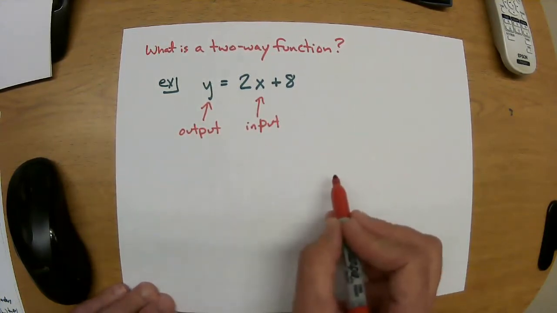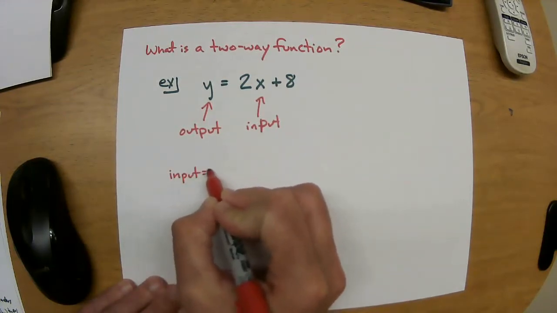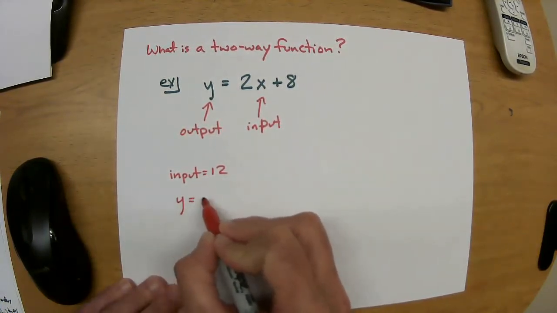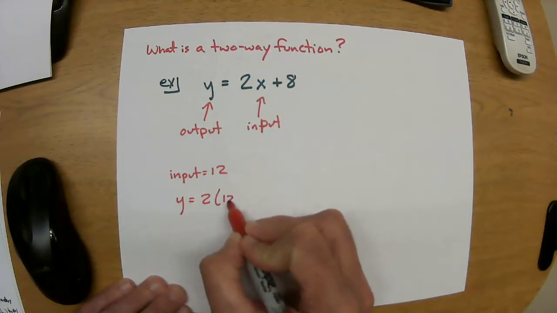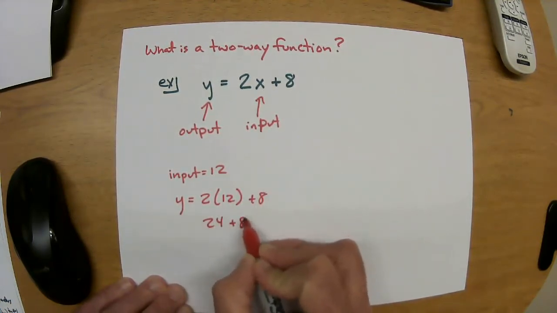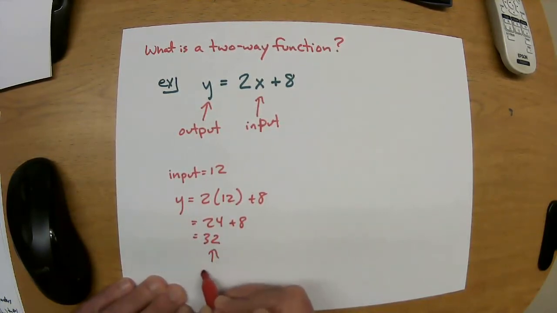So there's two kinds of problems we could solve. One of them: if I said the input is 12, what would the output be? Well, that's easy. You take the equation, you plug in 12, and we know that the output is 32.